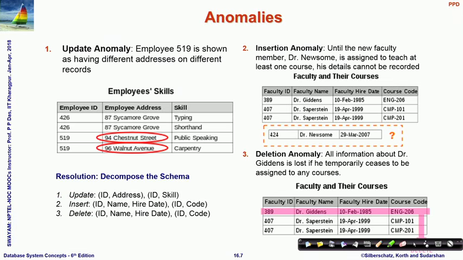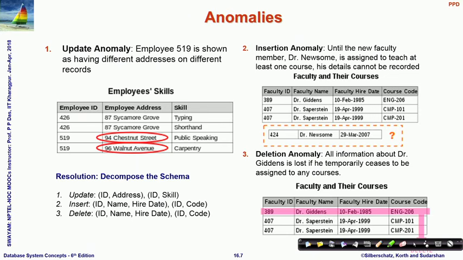The resolution lies in decomposing the schema: instead of having one relation, I decompose this set of attributes into multiple different relations. For example, the update anomaly can be removed if we have two different tables, one that maintains ID with address and one that maintains ID with skill. In that case, for every ID the address will not be repeated.